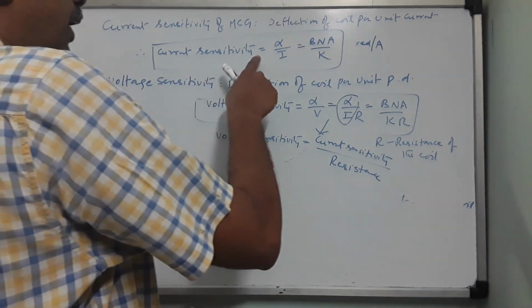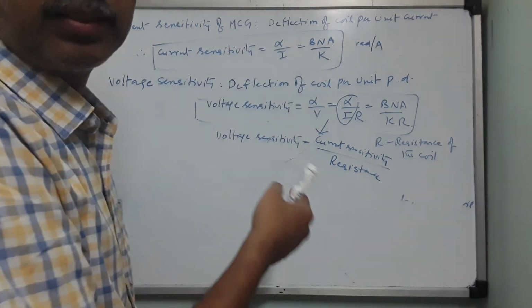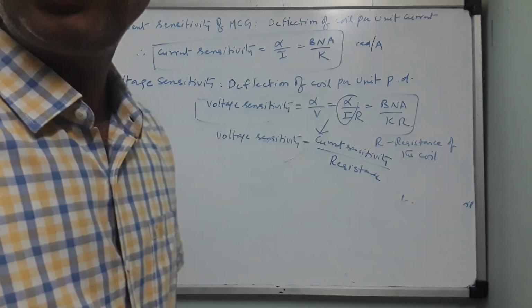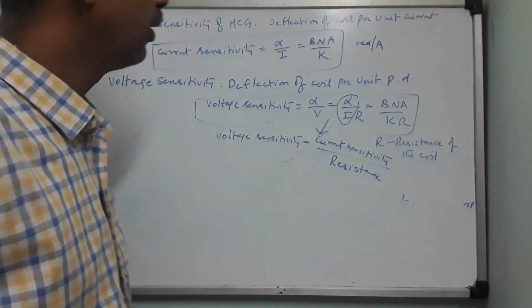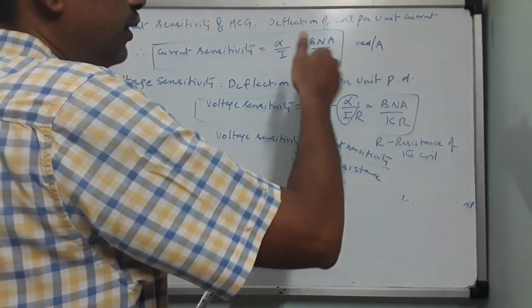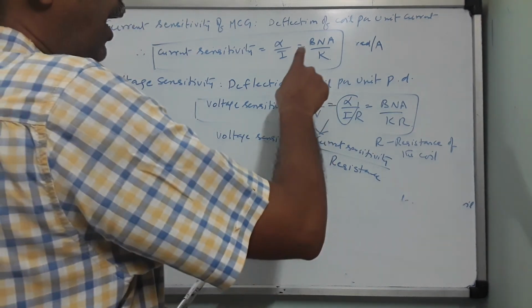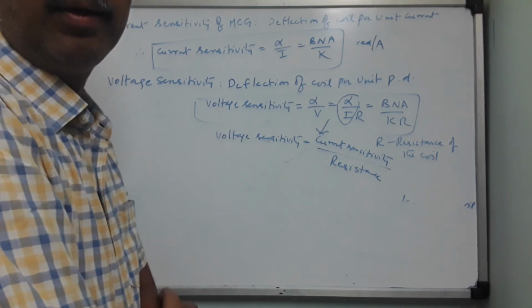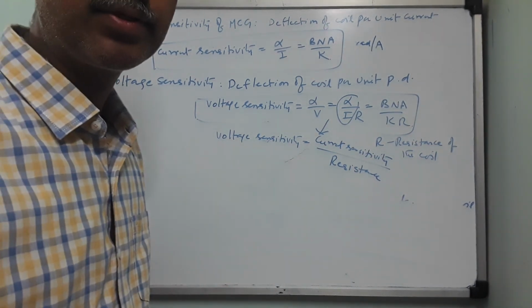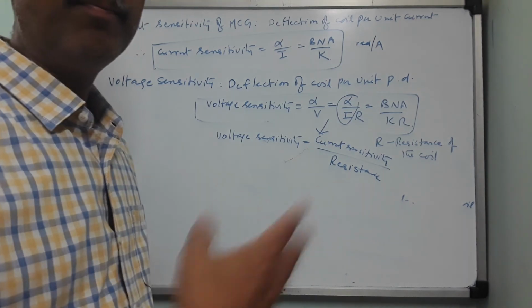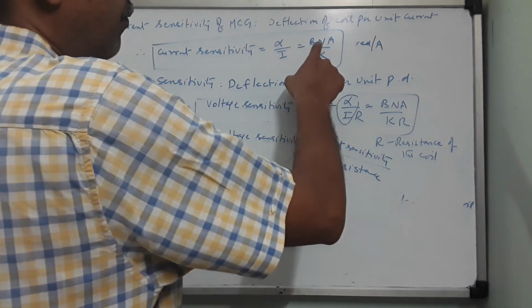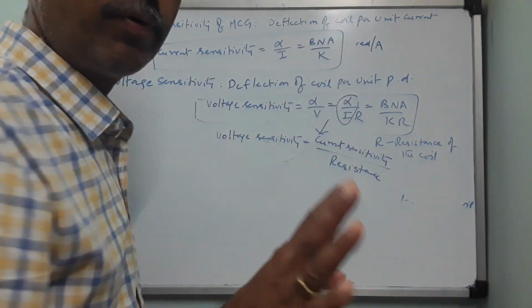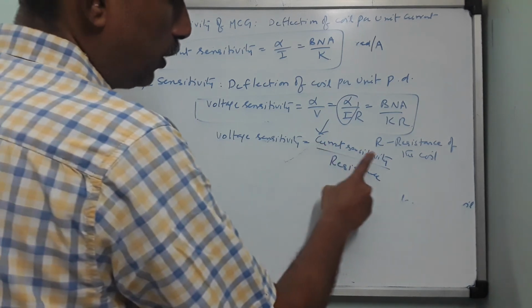Now this is my current sensitivity. I can increase my current sensitivity by operating any of the 4 factors listed here. I can increase B, I can increase N, I can increase A, I can decrease K. Now, I want to double the current sensitivity. So let me take this factor N. My coil was having 100 turns. Now I make it 200 turns. So N has become double. Current sensitivity will increase by 2 times.